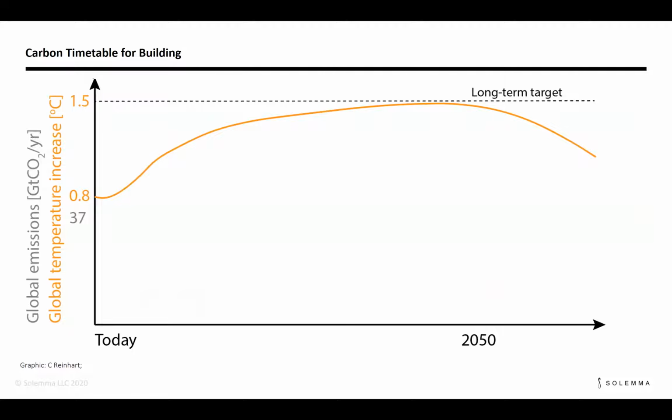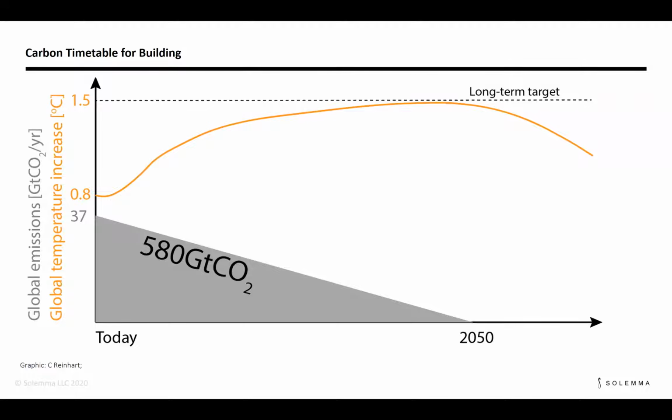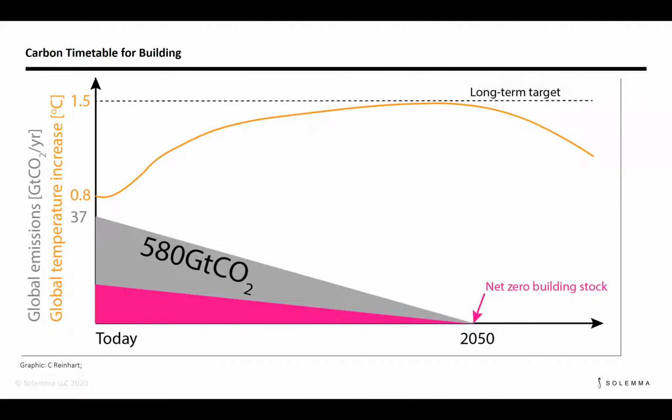And now when we follow the lead of the IPCC, then we know if we want to, in the long run, keep global temperature rise below 1.5 degrees C, then we have in total about 580 gigatons of carbon left worldwide to burn until 2050. And if we assume now that buildings are going to keep their 40% portion within that overall carbon budget, then we know we have about 230 gigatons of carbon left worldwide for buildings until 2050, when the building stock will have to be net zero.